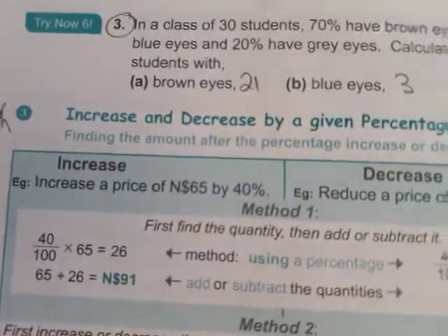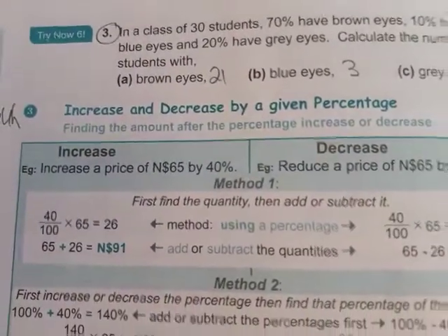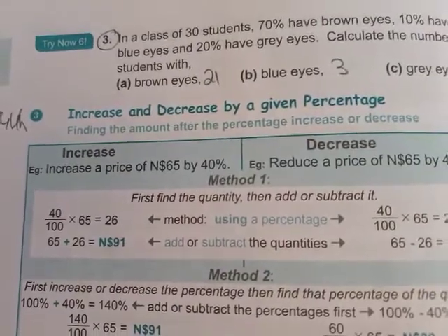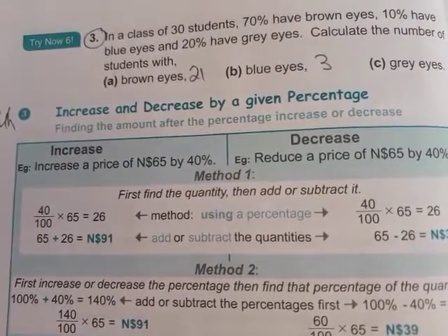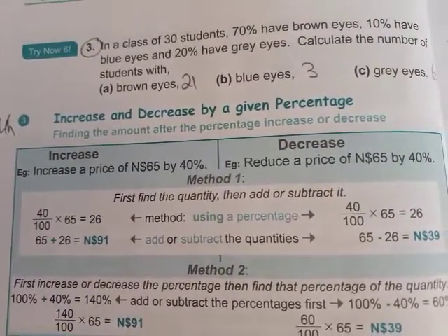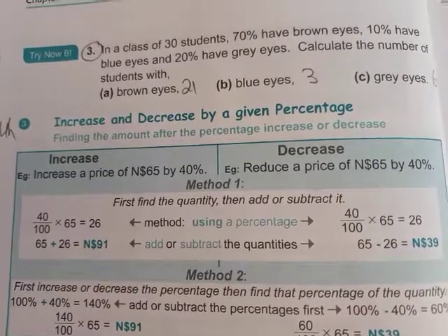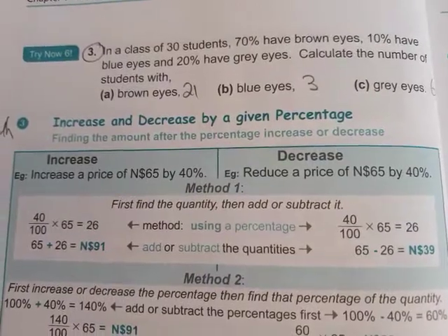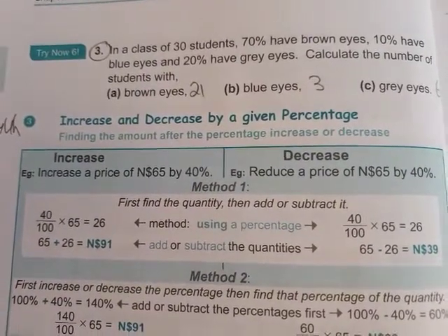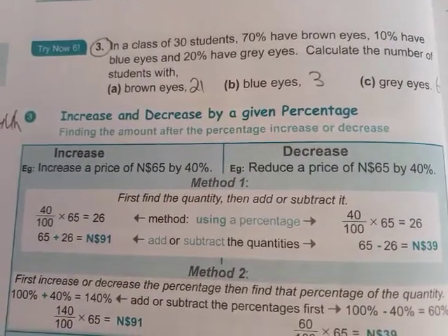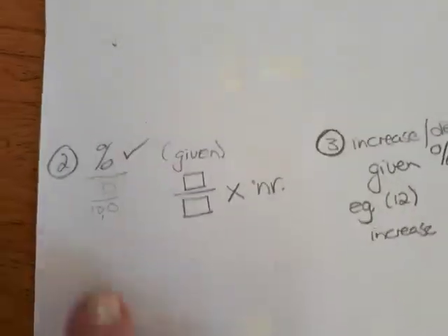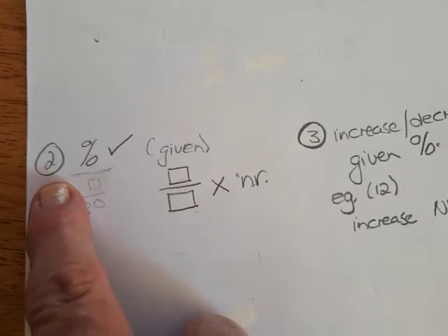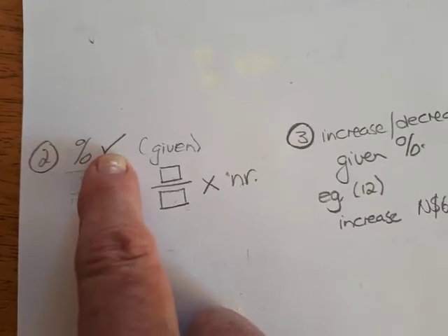All right, grade 10. In your textbooks on page 12, the third type of calculation that you must be able to do is increase or decrease by a given percentage. Now, again, please look at that. They say very clearly by a given percentage. So, this is related to our number 2, which is a percentage that is given.